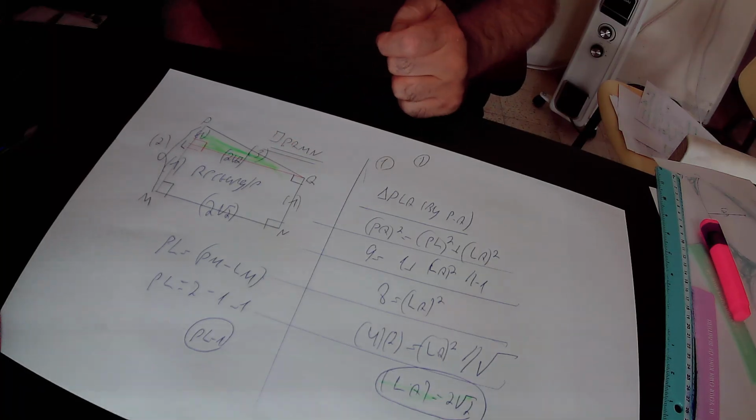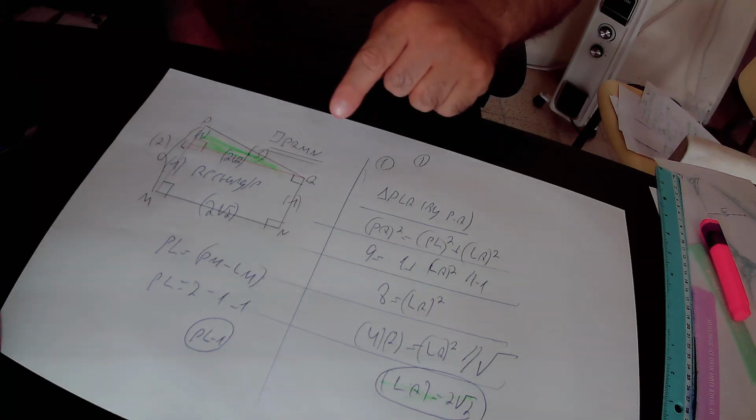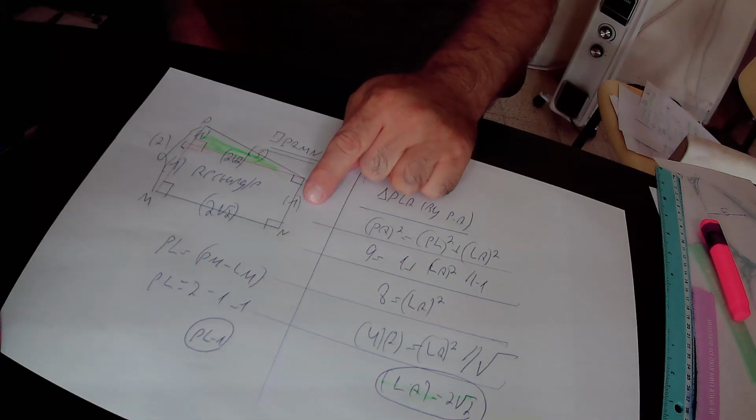But we also know that the opposite sides of a rectangle are equal to each other. So in rectangle QLMN, side LM must be equal to the opposite side QN. But LM is 1, therefore the opposite side QN must also be equal to 1 unit in length.